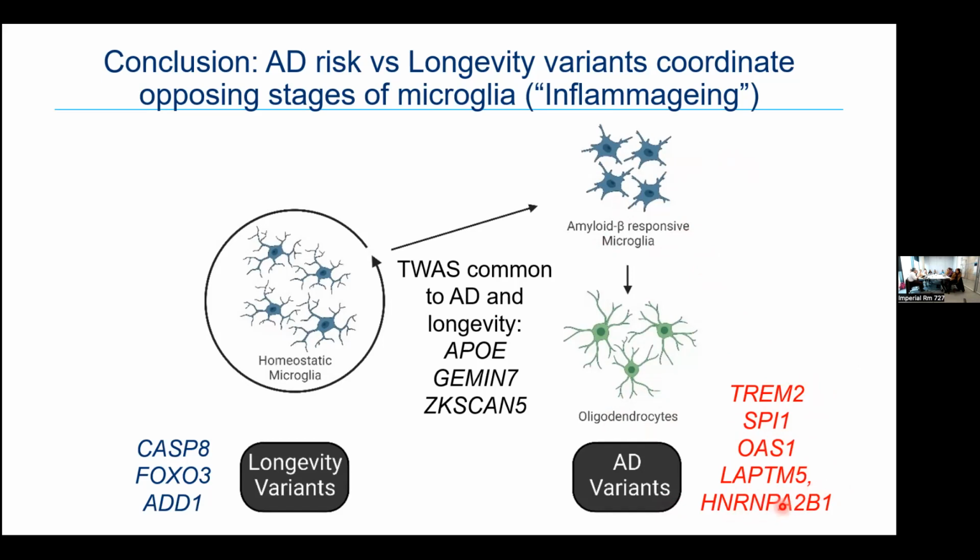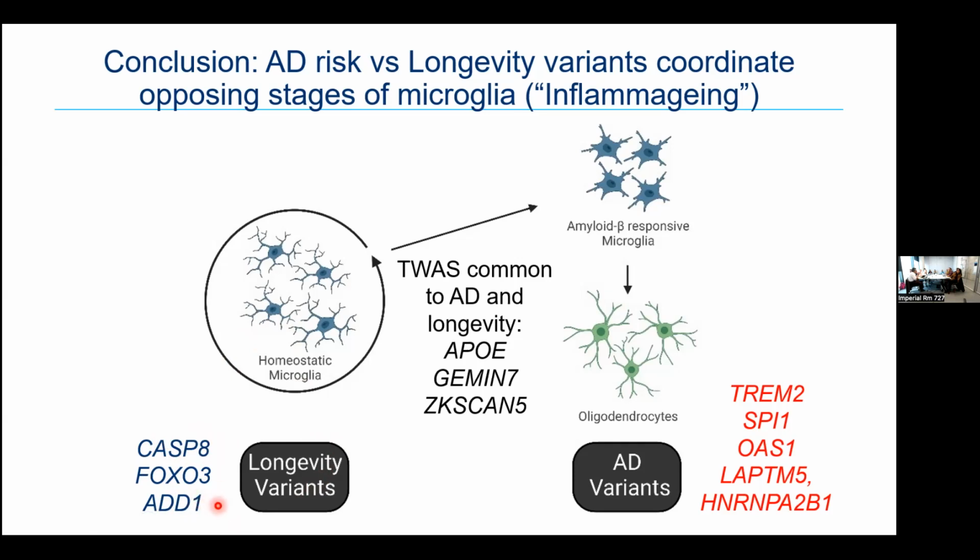And at the opposite end of the life cycle of microglia, homeostatic microglia, and that's where we saw enrichment of variants associated with longevity. Again, we have around 100 genes of interest there, and examples of those are caspase-8, FOXO3, and the cytoskeletal protein AD1.